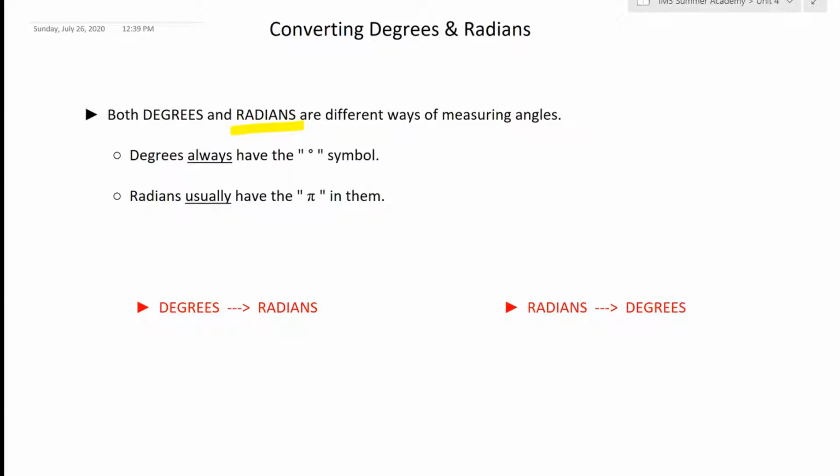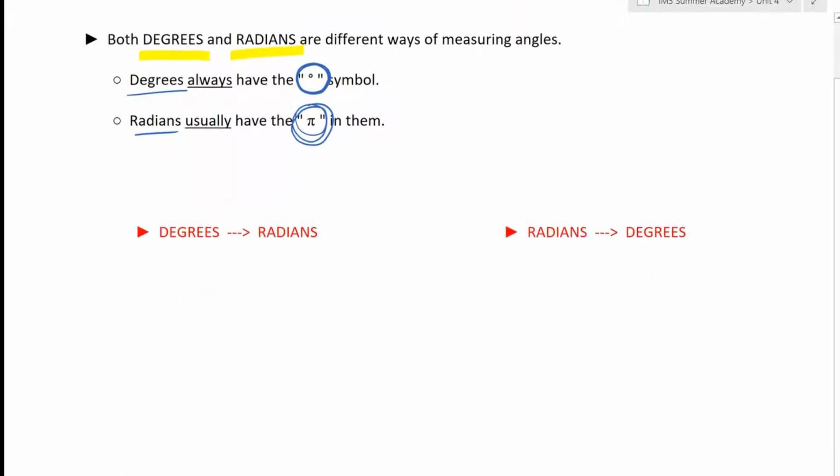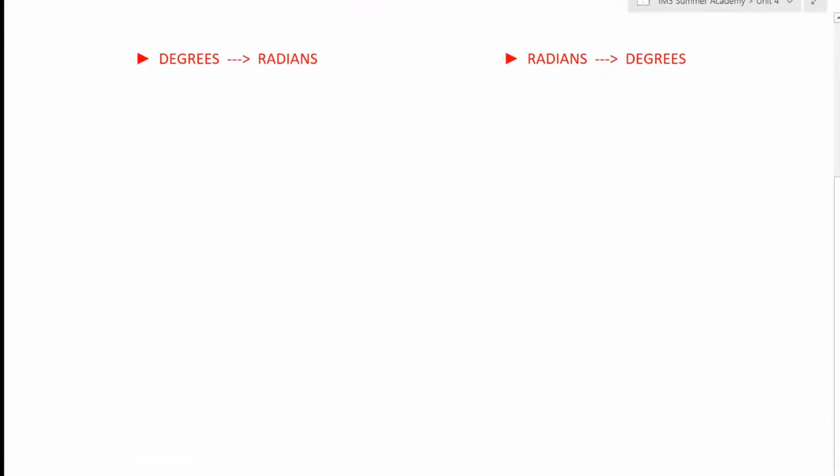But degrees and radians are both ways of measuring angles. Just like if you're measuring temperature, we use Fahrenheit, other countries use Celsius, but they're both used to measure the same thing. Now we can kind of tell which one's which. Degrees always have this degree symbol in it. Radians usually have the pi symbol in it. Okay, so what we're working on today is converting back and forth.